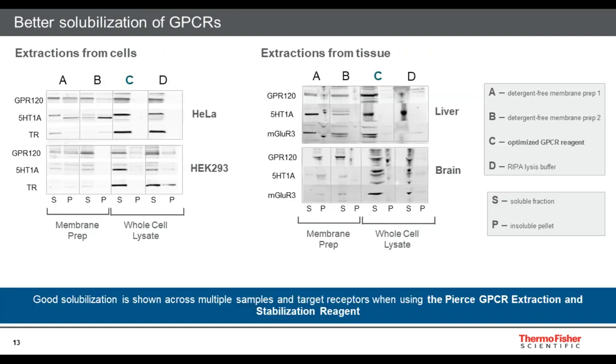In the data shown here, we can see the efficient extraction and solubilization of GPCRs from both cells and tissues using this new GPCR extraction and stabilization reagent. These are highlighted in column C in both examples. The data compares this new product to the Millipore transmembrane protein extraction kit, buffers A and B, and to RIPA buffer, which is listed in column D.